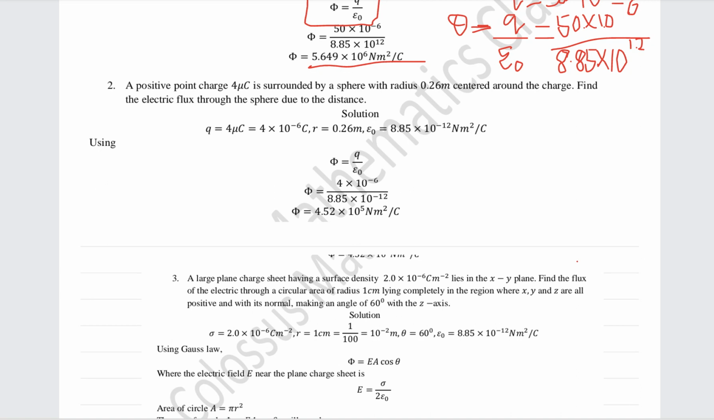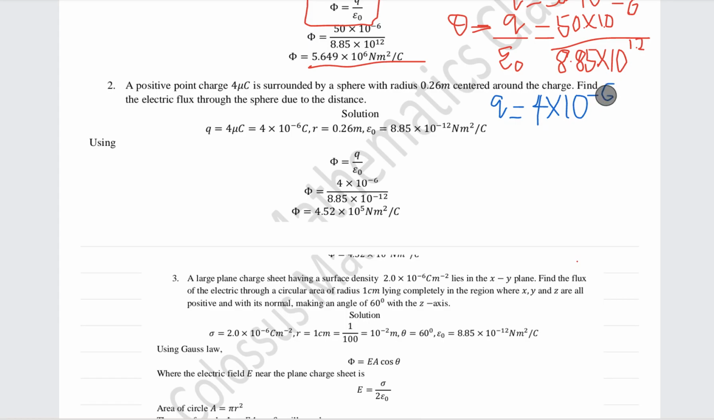So let's write out our parameters again. Don't forget, always write out your parameters. So a point charge, 4 microcoulombs. So Q here is equal to 4 micro. That's times 10 power minus 6. Let me clean this.